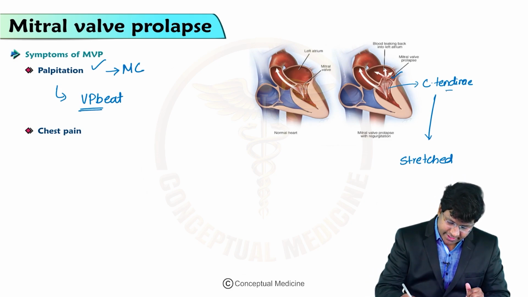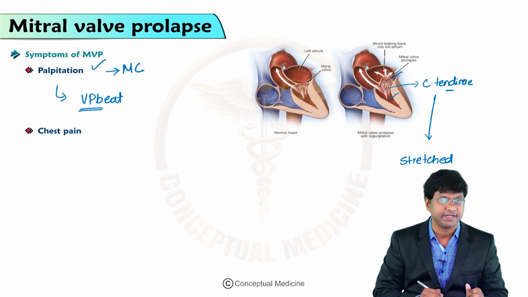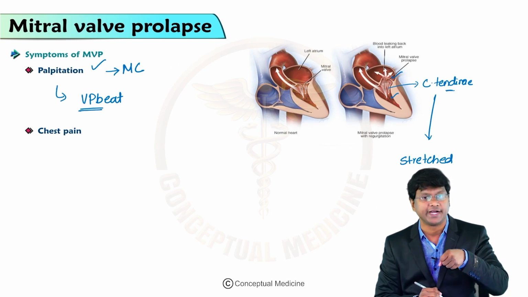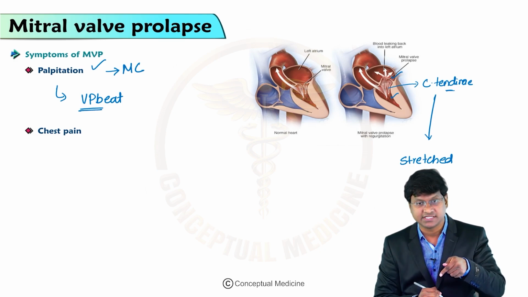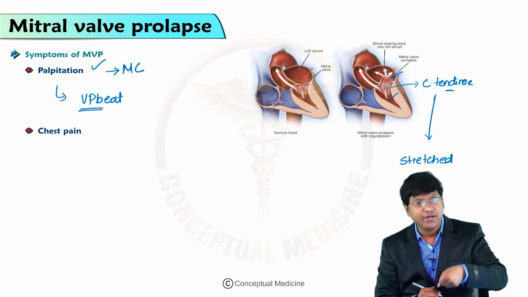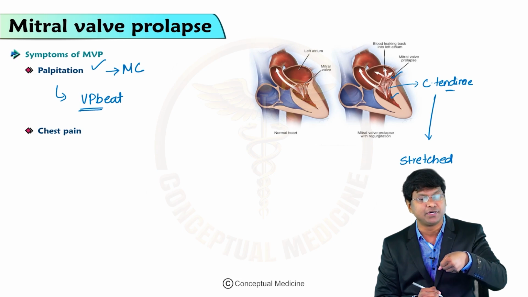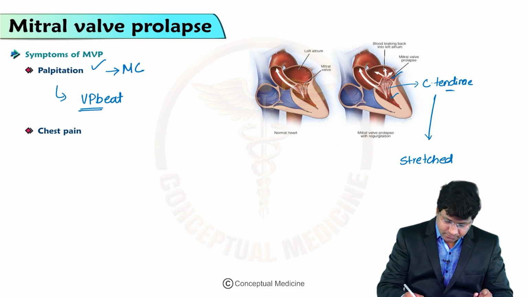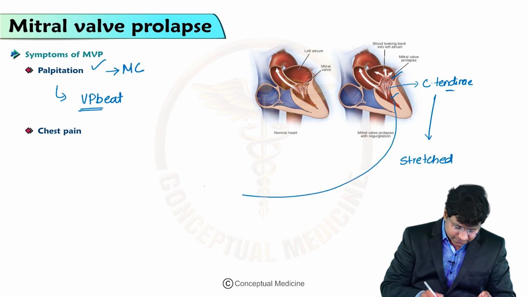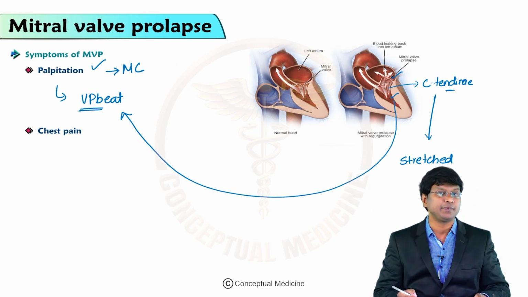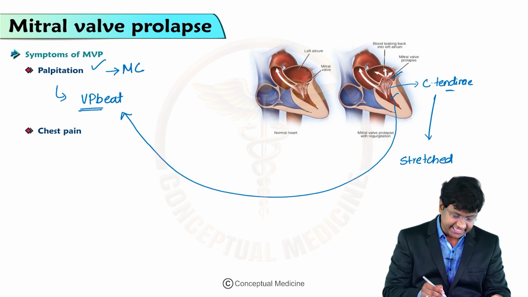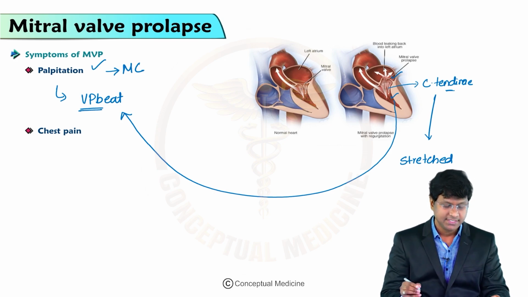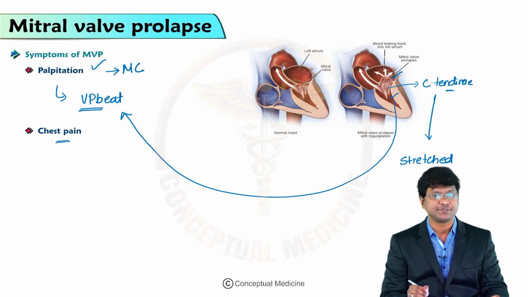And the stretch of the chordae tendineae is exerted onto the papillary muscles. And the papillary muscles exert force on the endocardium, and the endocardium is also slightly pulled upwards. That means the endocardium is being stimulated. That endocardial pull gives a ventricular premature beat, which is responsible for the development of arrhythmias and palpitations. And the next important complaint is chest pain.